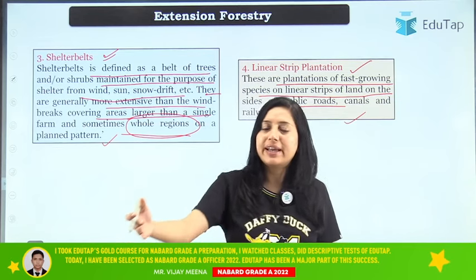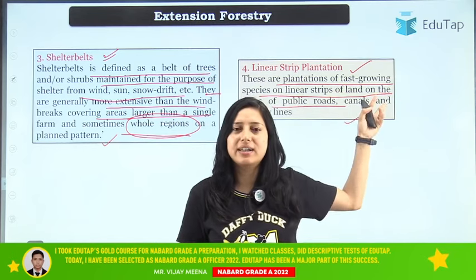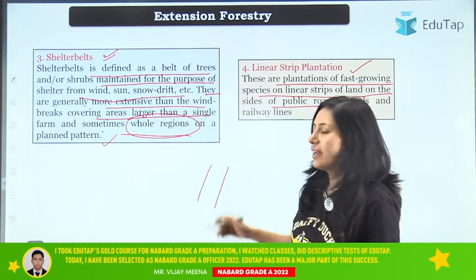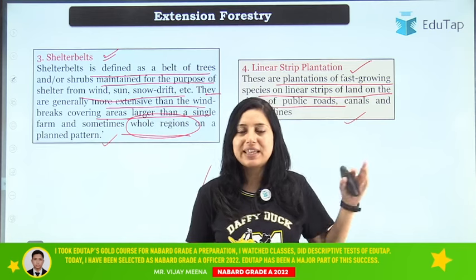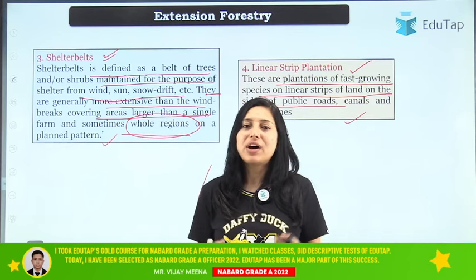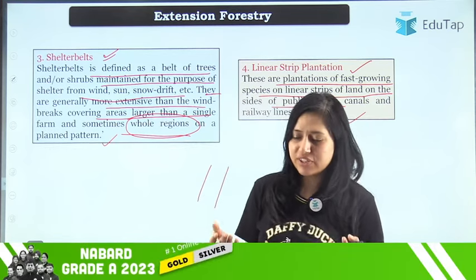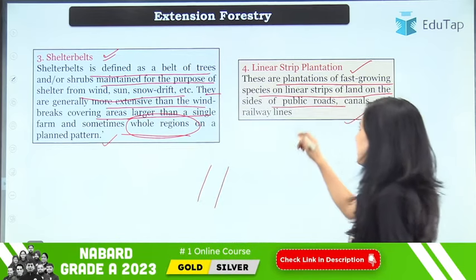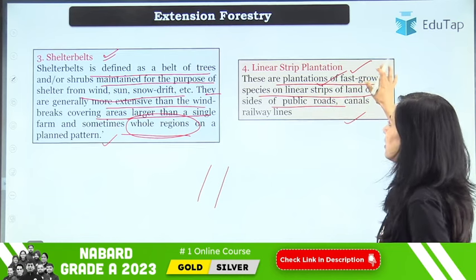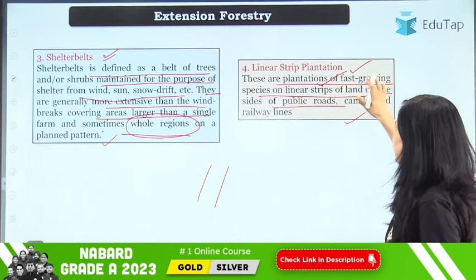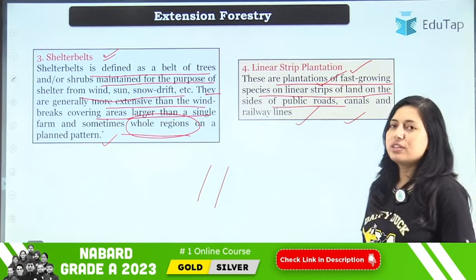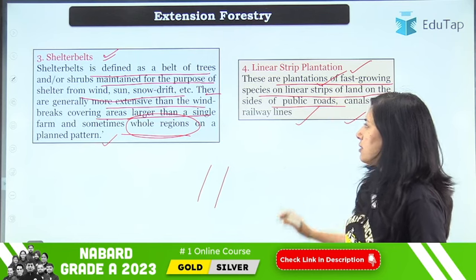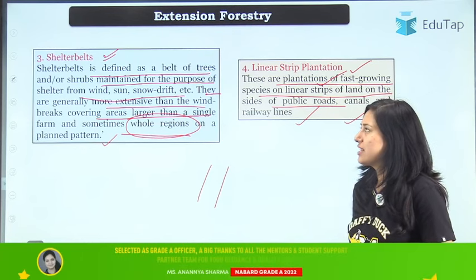They are grown in a line, linear, which is why the term linear strip is given. As they are grown in a line and forming a strip, that is your linear strip plantation. And here we use fast growing trees. Why do we use fast growing trees? Basically they can cover the area as soon as possible, right? So in linear strip plantation, we are growing fast growing species in a linear strip on land, which is on public roads or railways, etc. Clear? So that was about your extension forestry.